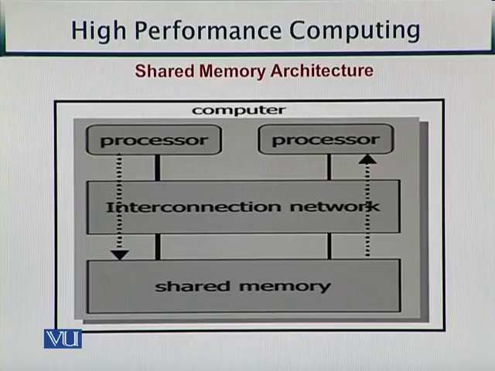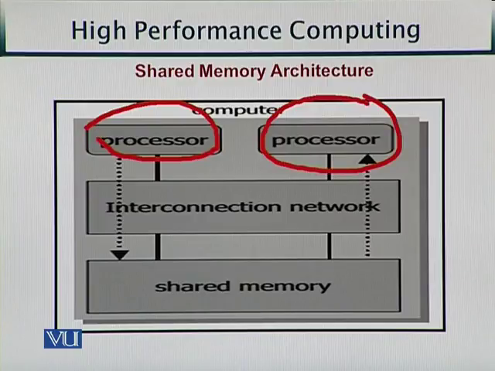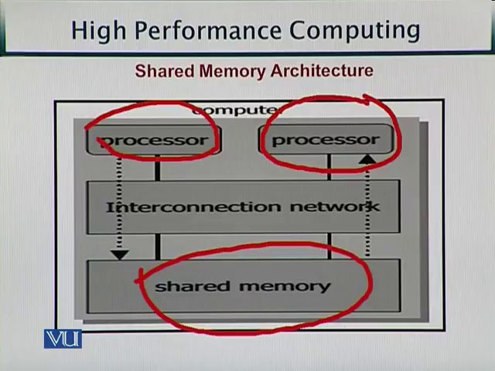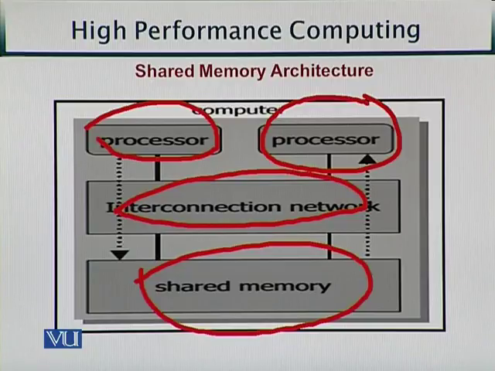Then we have shared memory architecture. In shared memory architecture, as the name suggests, our computers will be sharing the memory of each other. This can be seen from the figure, where we have processor 1 from computer 1, then processor 2, and then they have the shared memory, which is here. This shared memory is handled through this interconnection network. So this network is responsible for sharing memory between these two processors. So this is basically shared memory architecture.